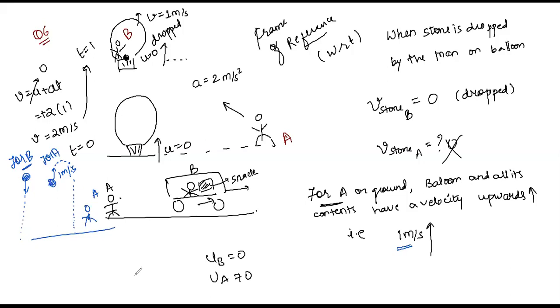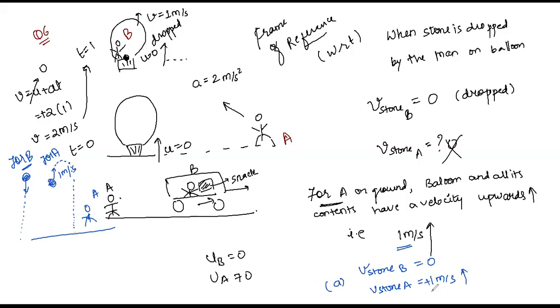Now that this is clear, see, so the first part of the question, have a look at the question. Question says velocity of the stone at time t is equal to 1 second. So velocity of the stone with respect to the man on the balloon is 0, whereas velocity of the stone with respect to man on the ground A is non-zero, 1 meter per second in the upward direction. You can write it +1, right?